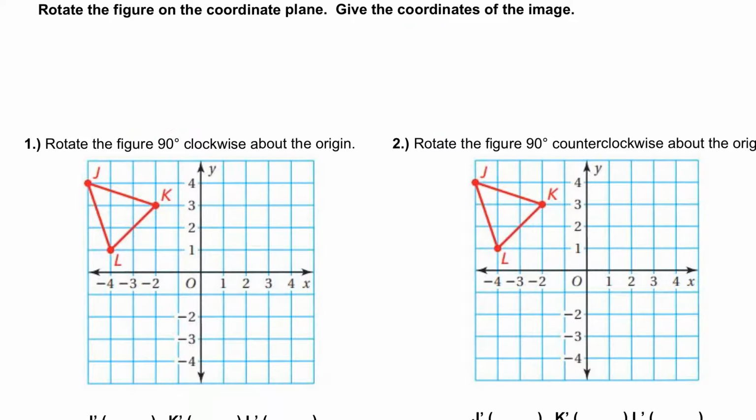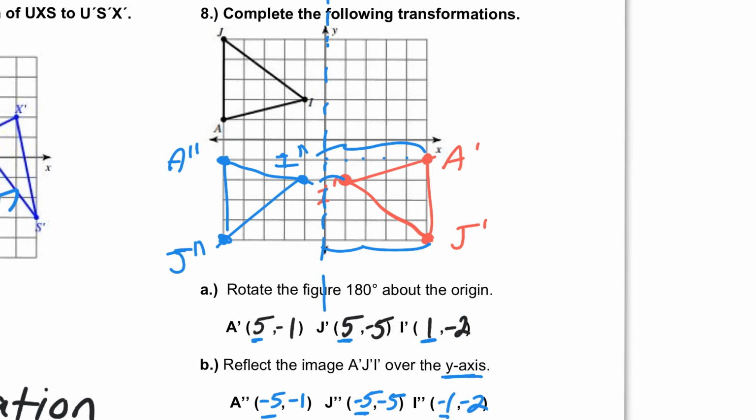So notice when we flip that image over the y-axis, all we're doing is changing the signs of our x coordinates there. +5 became -5, +5 became -5, +1 became -1. And the y coordinates all stayed the same there. That's another thing that you might be able to pick up on. What are the patterns? What happens to the coordinates of those points and their images when we perform these different types of transformations?